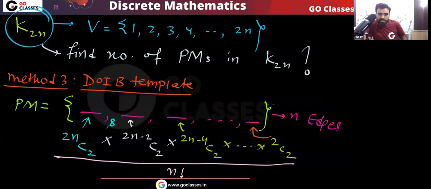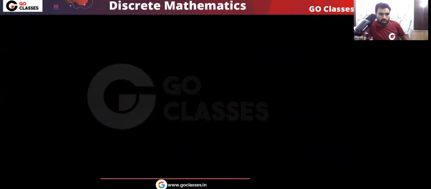All those will describe the same set, because a perfect matching is a set of edges. A set is unordered. So you can see we will get the number of perfect matchings equal to this formula. Now let's open this formula.